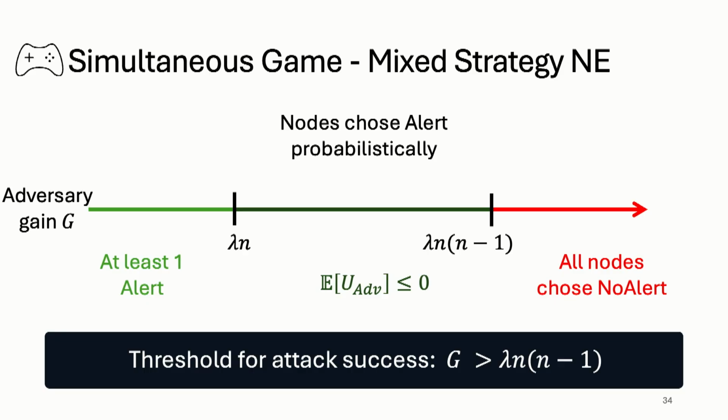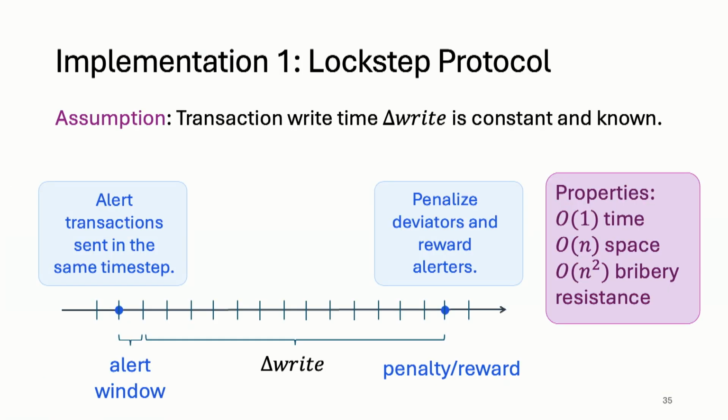And the question is, well, how can we implement it? And to implement it, we start with a very strong network assumption, which is that the time it takes to write a transaction to the blockchain is constant and known in advance. Now, yes, this is a very strong assumption, but bear with me. If we are OK with this assumption, the protocol becomes very simple.